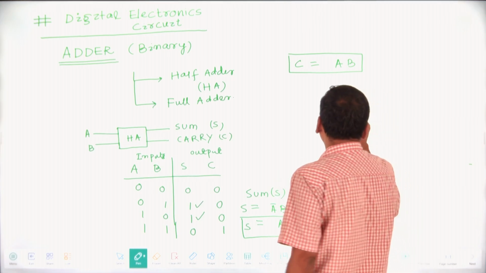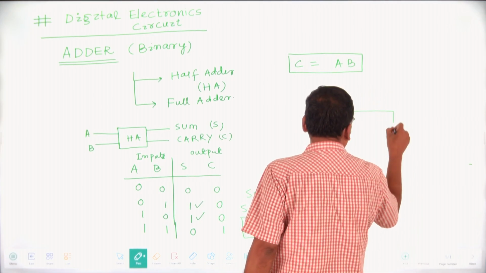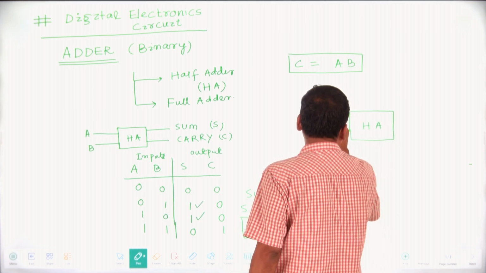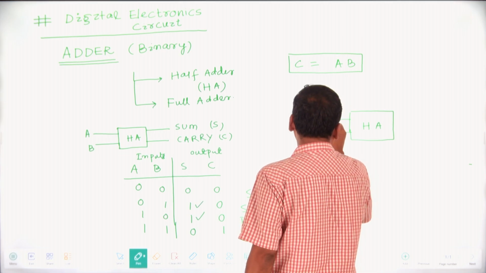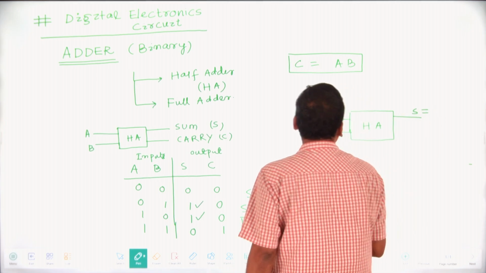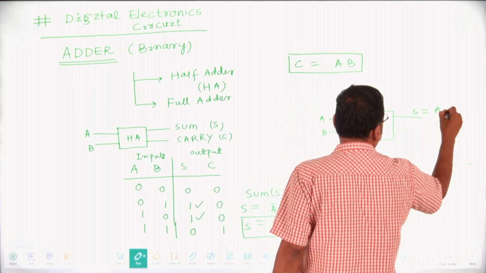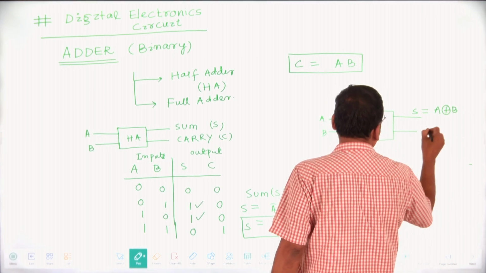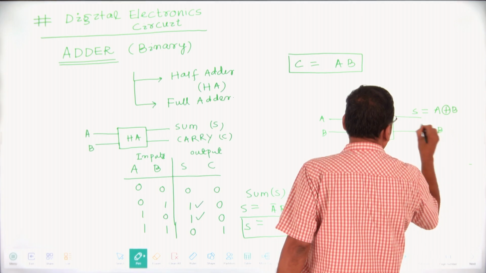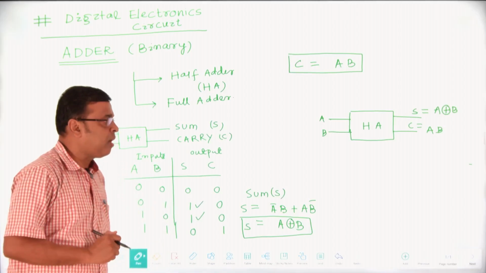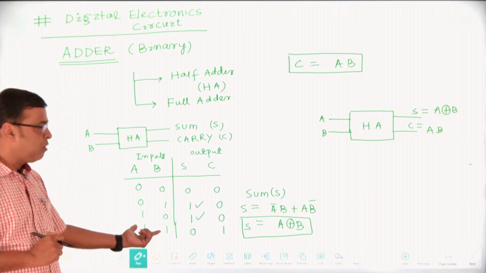So this is your half adder. If the inputs are A and B, the outputs are sum, which is A XOR B, and carry, which is A times B. One thing to note is that the carry will be generated when both inputs are at logic level high, that is 1 1.